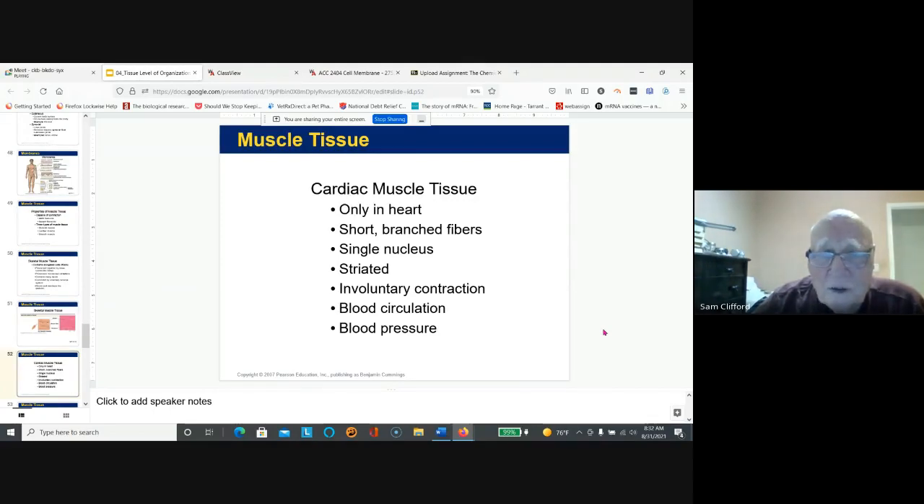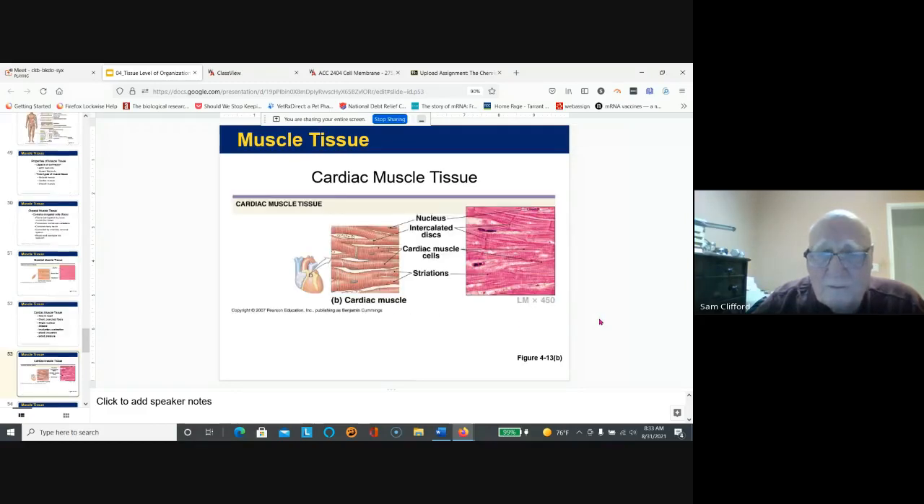Cardiac muscle is only in the heart. Short branch fibers, single nucleus, is also striated. It beats on its own. It's involuntary. You don't have to say heartbeat. Obviously, the heart is very important in circulating the blood and maintaining blood pressure.